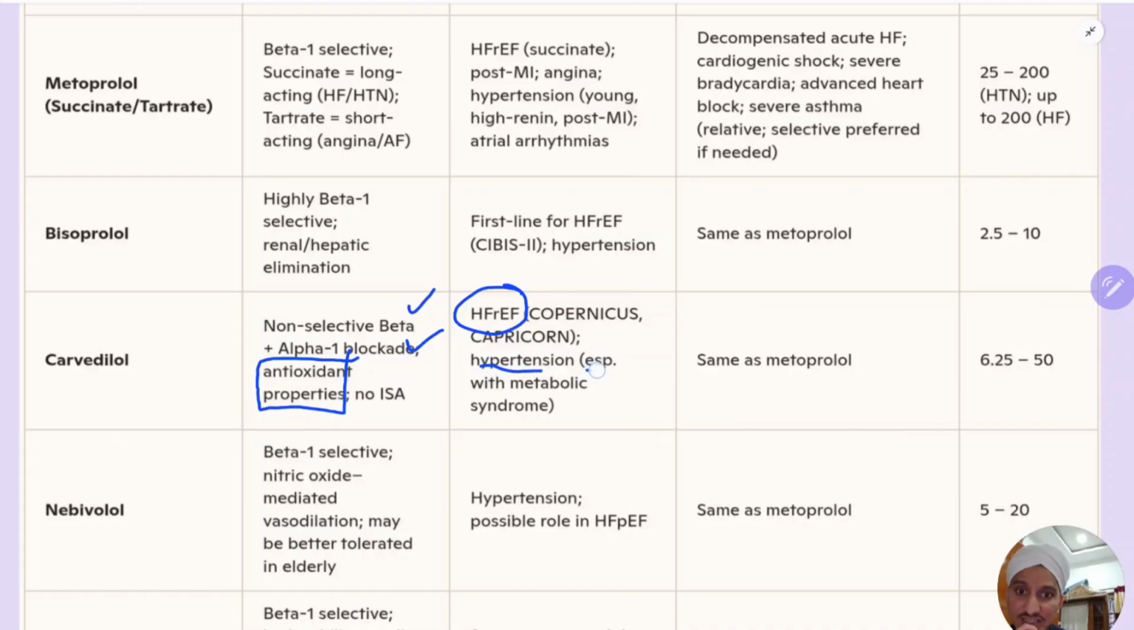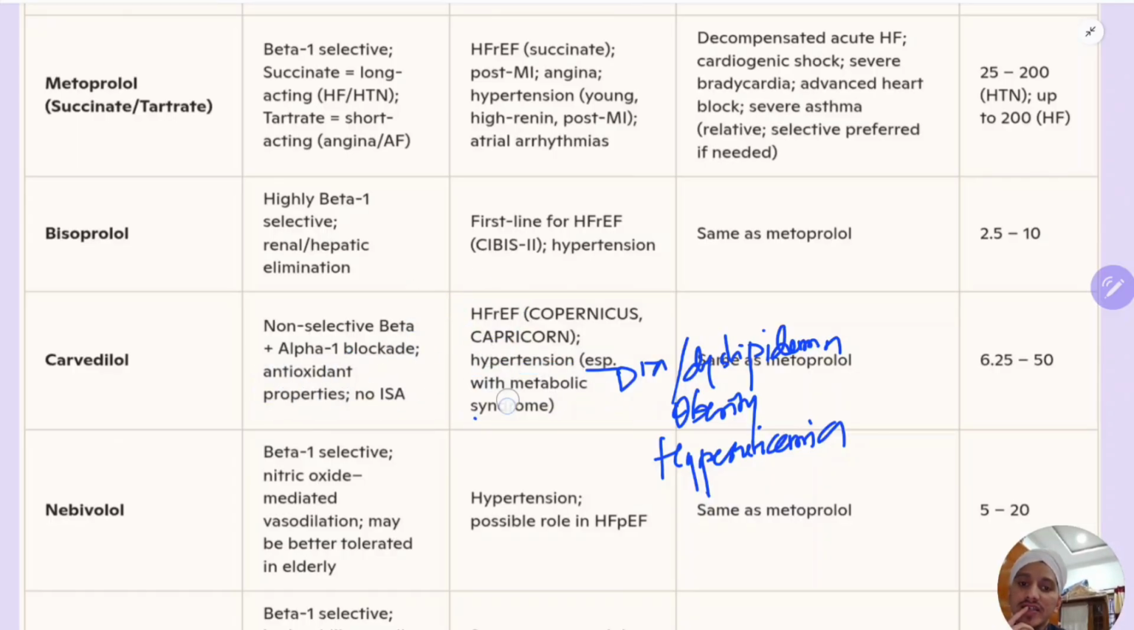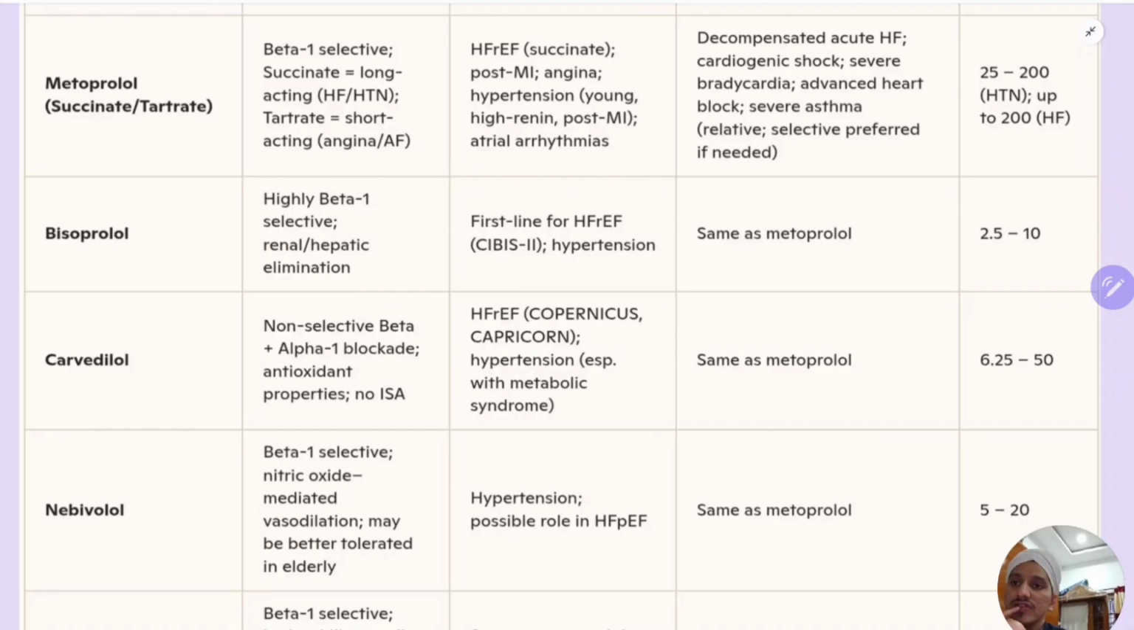You can also use it in hypertension, especially with metabolic syndrome, because it has antioxidant properties. So this is very favorable in patients with metabolic syndrome like diabetes mellitus, dyslipidemia, obesity, hyperuricemia. These are all components of metabolic syndrome. All of them have the same contraindications: acute decompensated heart failure, AV blocks, bradycardia, shock. In these conditions, you should not use this beta blocker.